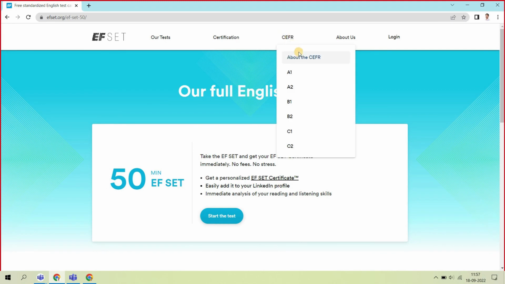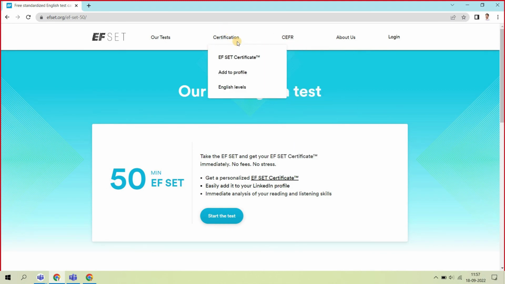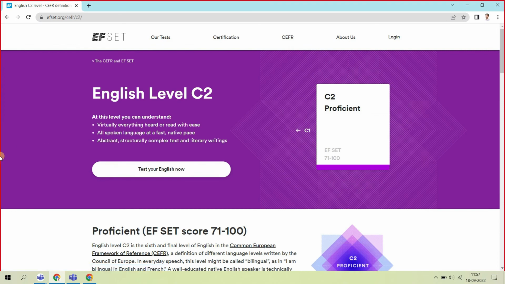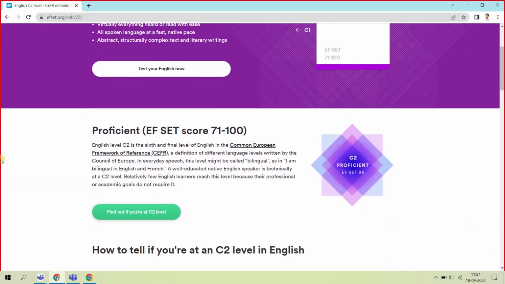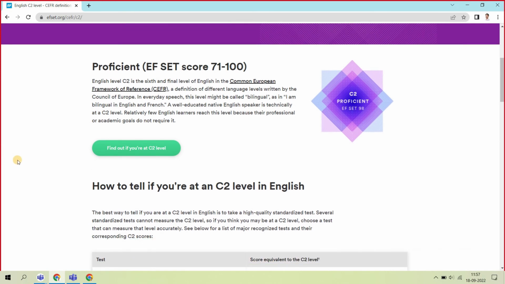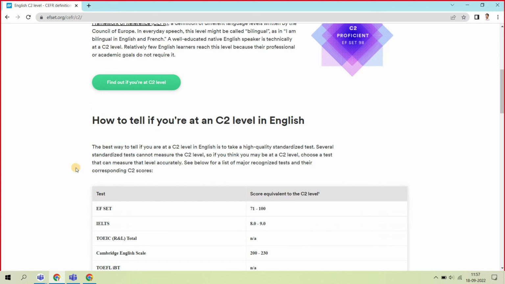Again, they explain the different kinds of levels you can read about. For example, if you go to C2, they will be able to tell you what C2 means and how it is considered. I told you C2 is the highest level of language.